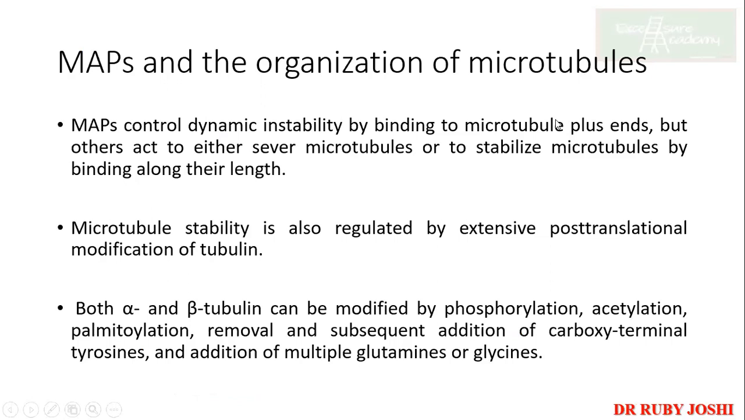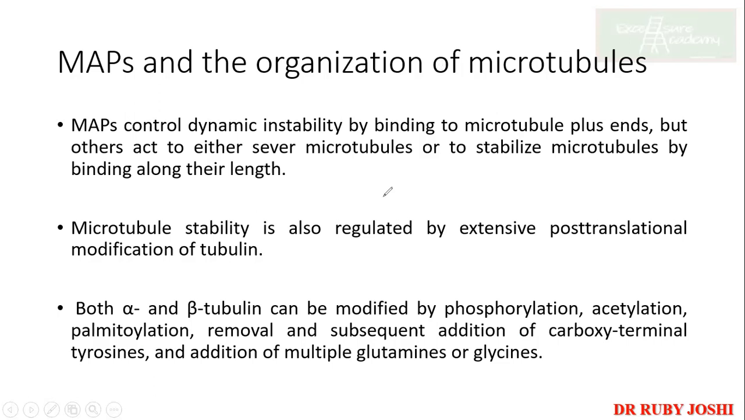Now coming to the MAPs and the organization of microtubules. So what are MAPs? They are microtubule associated proteins. Okay. Now these microtubule associated proteins are going to help in stabilizing the microtubule plus and minus end. Like they ensure whether the microtubule should keep on extending or it should get stabilized to that particular length. Okay. Now MAPs control dynamic instability by binding to the microtubule plus end, but others act to sever the microtubules or stabilize the microtubules by binding along their length.